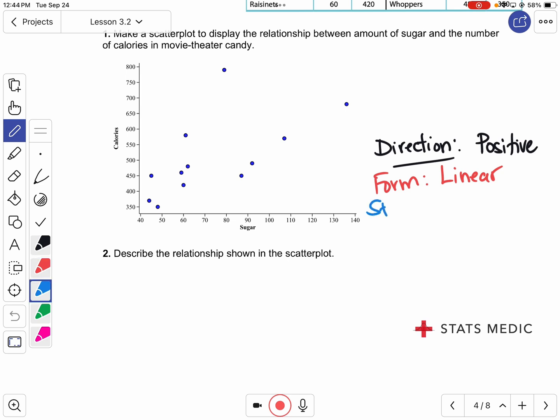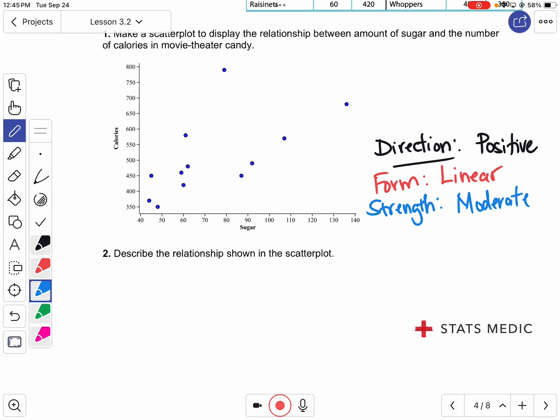Now, what about its strength? Is it a very strong line? No, okay? I think they would probably refer to this as moderate, okay? As moderate. Kind of somewhere in the middle. We can kind of tell it's a line, but it's really not perfect, okay?